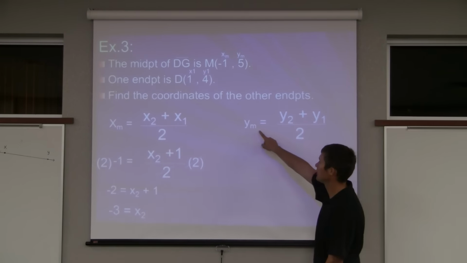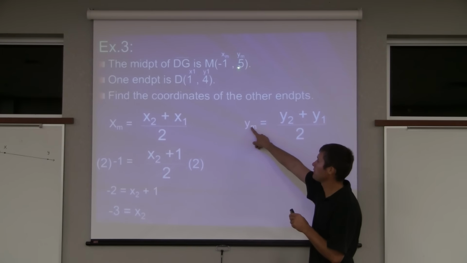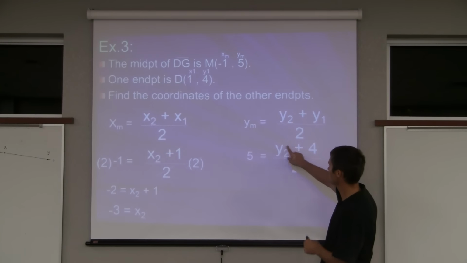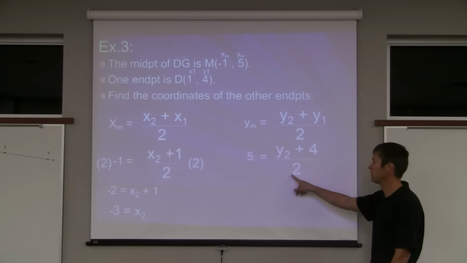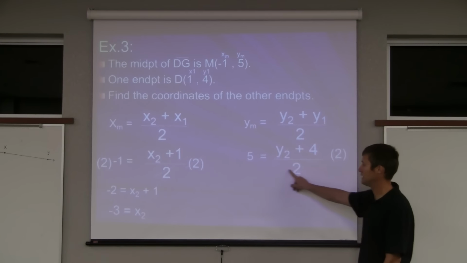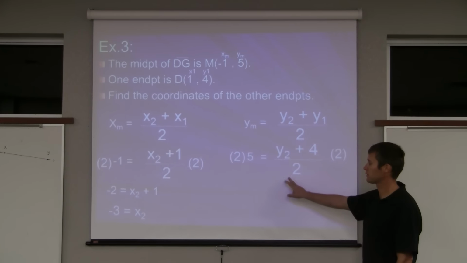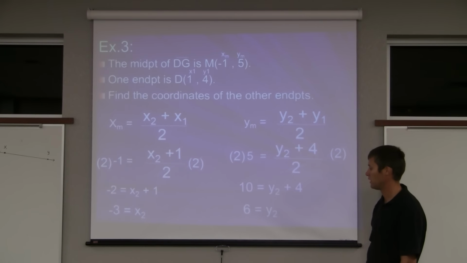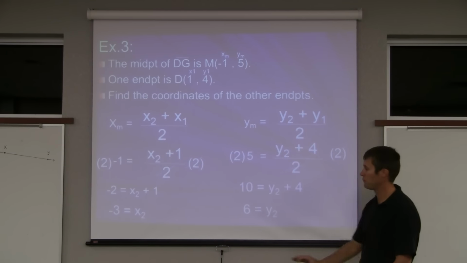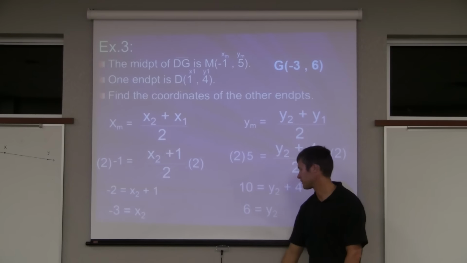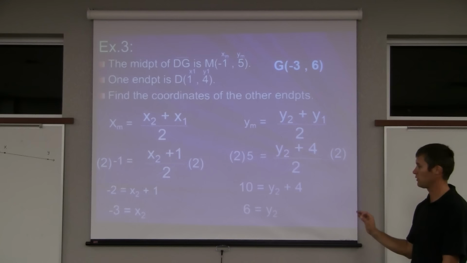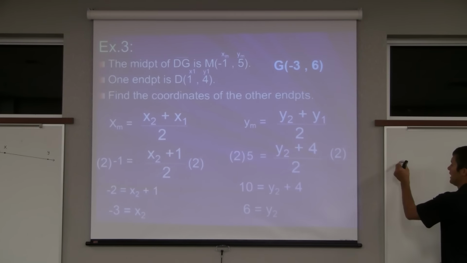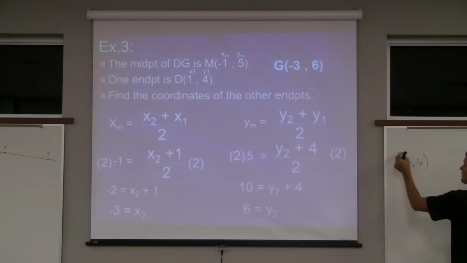Do the same thing over here. My y value in my midpoint is 5, so I plug 5 in. The y value in my endpoint is 4, so I plug 4 in. To get rid of 2, multiply each side by 2. They cross out. 2 times 5 is 10. And we subtract 4. So the other value would be negative 3, 6. So again, we always want to put it as an ordered pair. So you would write your answer as negative 3, 6.